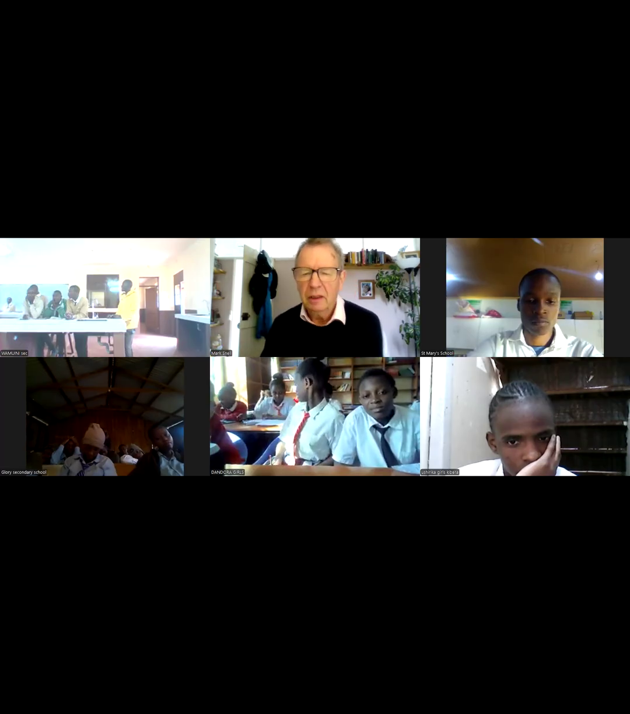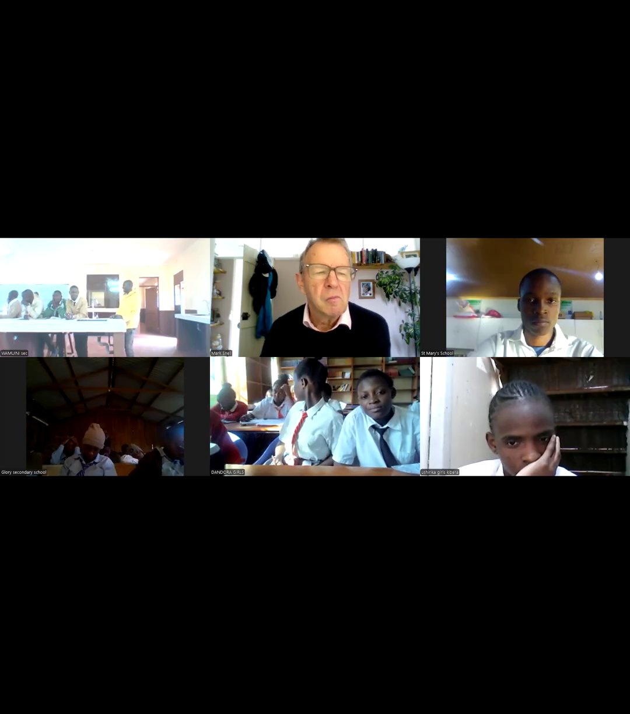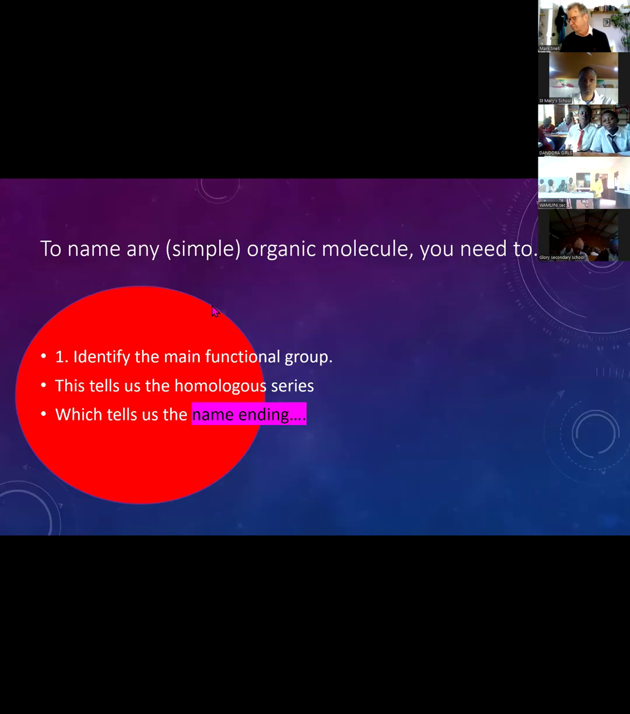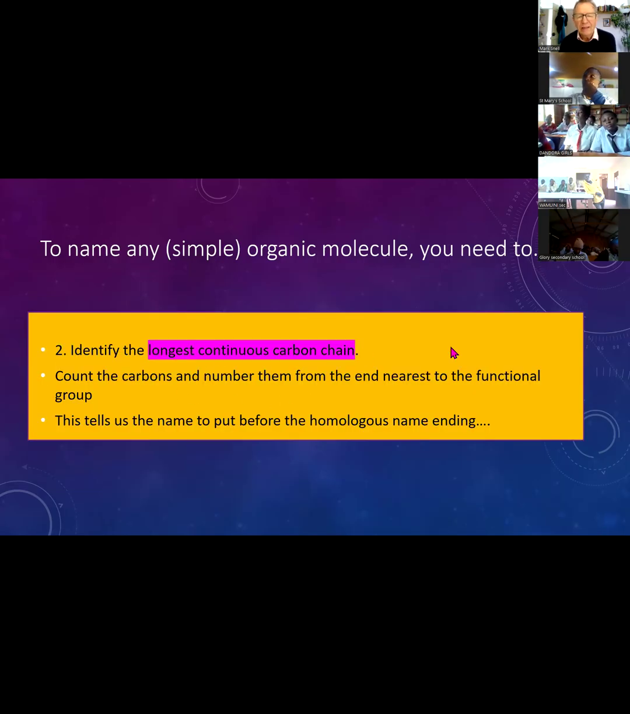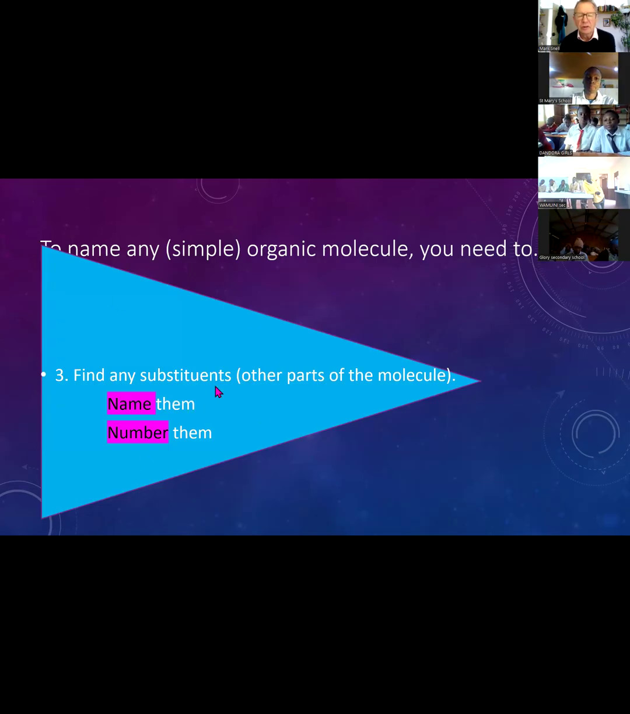Okay, so back to my presentation. If you want to make any notes, we are naming organic chemicals. So we look for the functional group. Then we find the longest continuous carbon chain, and we have to count them. And then we look for any substituents, that is, things which are not the functional group and are not the main chain.